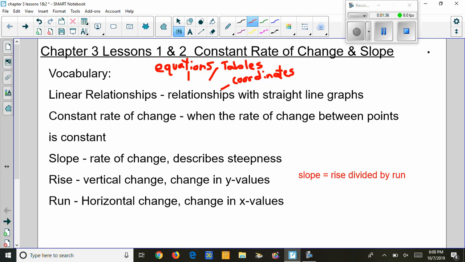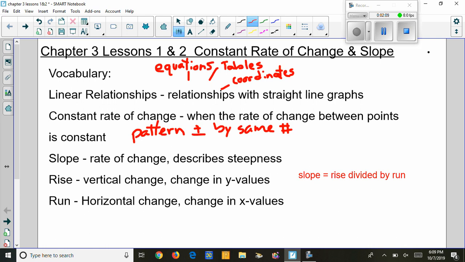Constant rate of change is when the rate of change between points is constant, meaning that they have a pattern where they are either increasing or decreasing, so addition or subtraction, by the same number. And we'll look at what that means.